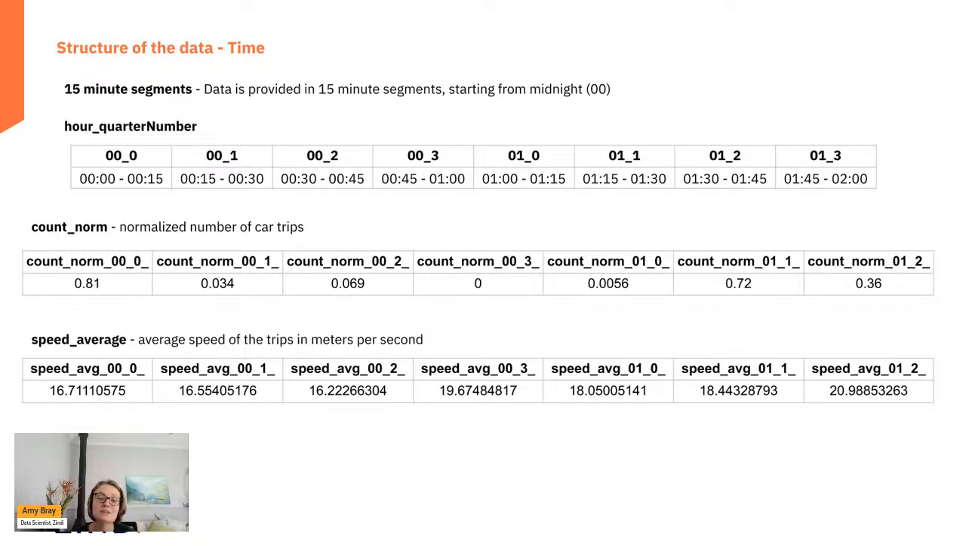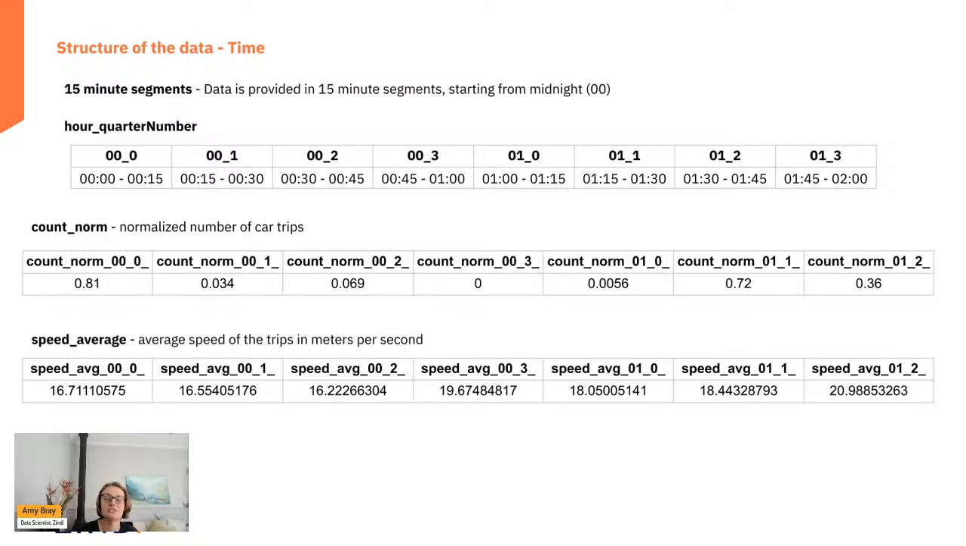We next have the speed average. Please note this is in meters per second. When I first saw your data, I was like, wow, Lusakans drive quite slow. If you convert that to meters per second, these are average speeds across the world. If you convert meters per second to kilometers per hour. So at midnight, in the first 15 minutes of midnight, in that section, those 0.81 cars traveled at 16.7 meters per second.